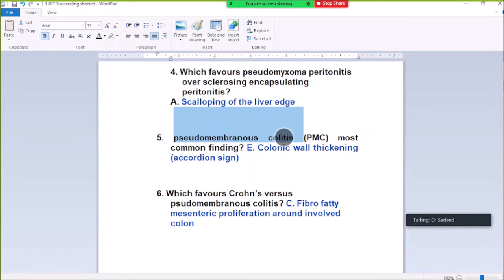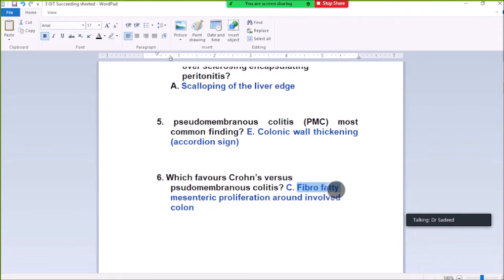Question number 5. Pseudomembranous colitis, PMC, most common finding, colonic wall thickening, accordion sign. Question number 6. Which favored Crohn's versus pseudomembranous colitis? Creeping fat, mesenteric proliferation around involved colon. Now, in Crohn's disease, there is creeping fat, mesenteric proliferation around the colon. In pseudomembranous colitis, there is only colonic wall thickening, and it is called the accordion sign.